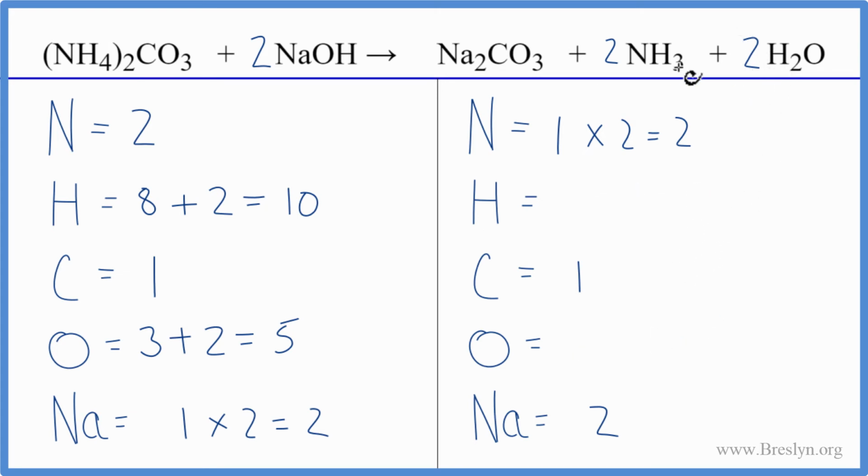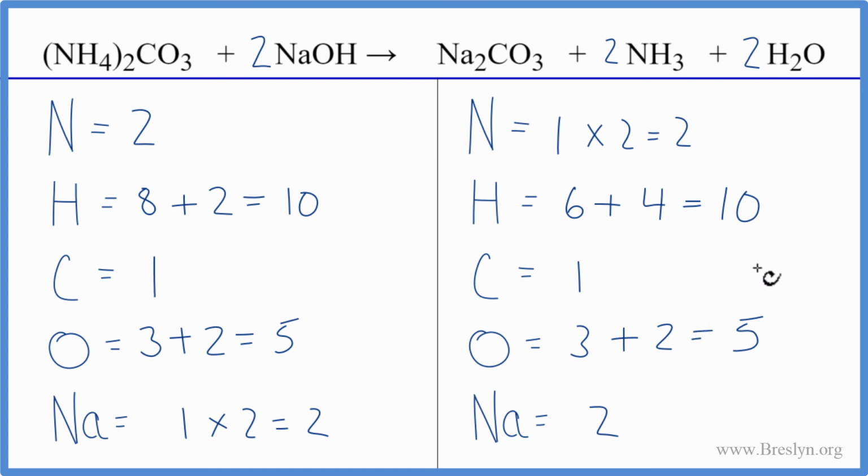So we have hydrogens 3 times 2. That gives us 6, plus 2 times 2. That gives us 4. So that balanced the hydrogen. And then for the oxygen, we have 3 plus 1 times 2, 2 of those. That gives us 5, and that actually worked. This equation is balanced. So it's a bit tricky.